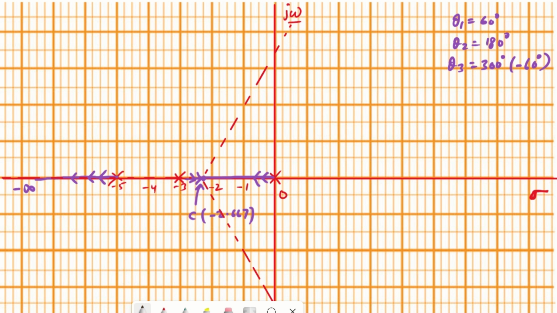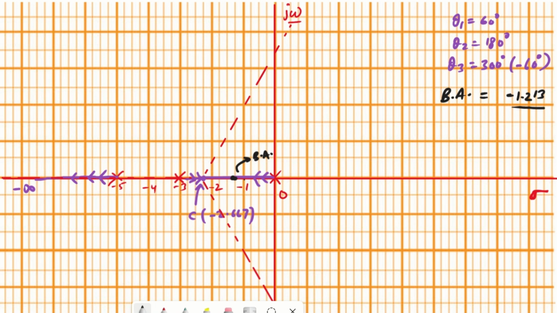Okay, then the next step, we determine the breakaway point. The breakaway point we determined at -1.213. So let me locate this breakaway point. This is 1, this is 1.2. Suppose this is the breakaway point, which is -1.213. At this point, the root locus will intersect, or you can say this is the intersection point of the root locus with the real axis.